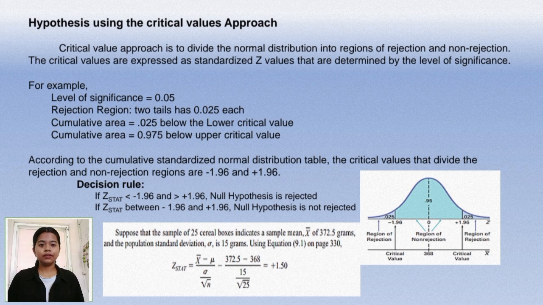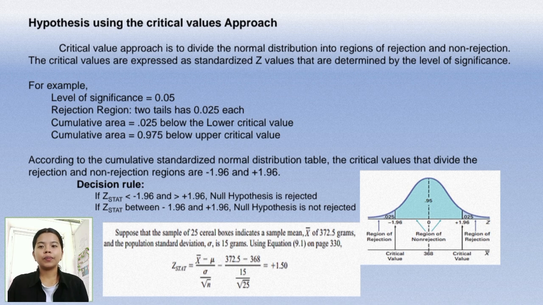So let's move to the decision rule. There are two. If the result of the test statistic is beyond the critical value, which is less than negative 1.96 or greater than positive 1.96, the null hypothesis is rejected. However, if the z-stat result is between negative 1.96 and positive 1.96, the null hypothesis is not rejected.